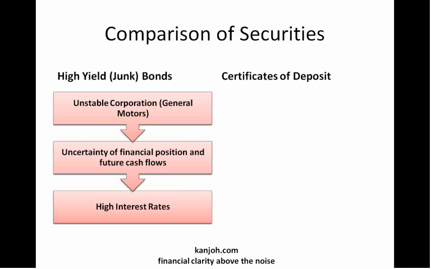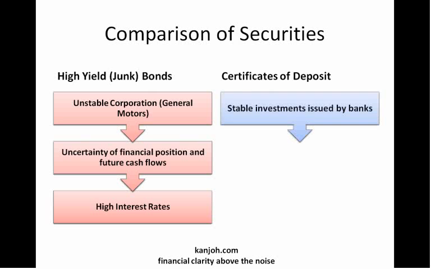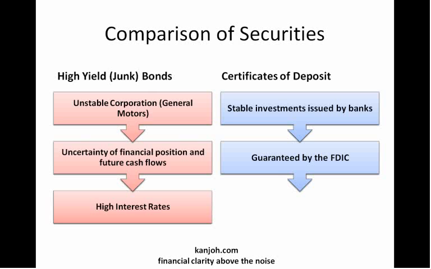Certificates of deposit, on the other hand, are relatively stable investments issued by banks. A lot of certificates of deposit are also guaranteed by the FDIC, the Federal Deposit Insurance Corporation. And I actually created a video about this called Are Your Bank Accounts Safe? Which I recommend you watch if you want to understand a little bit more about certificates of deposit. But the point here is that these are relatively stable investments. They're guaranteed by banks at one layer, and then the FDIC is a government organization which guarantees them on a second layer of defense. So as a result, they are much safer than these high-yield junk bonds from General Motors. And as a result, they will pay out a much lower interest rate.